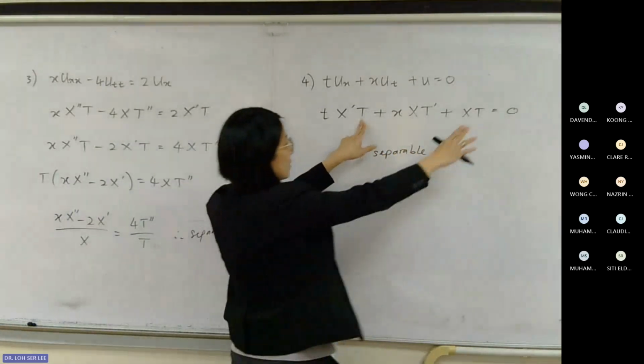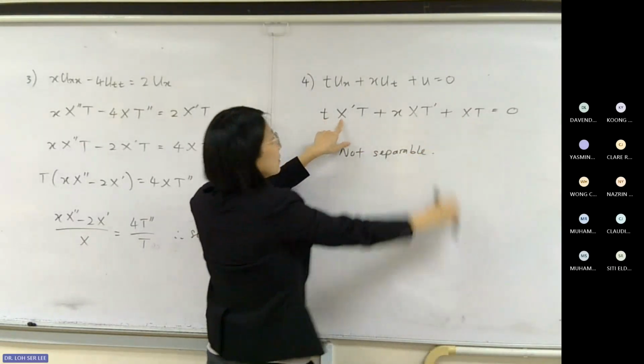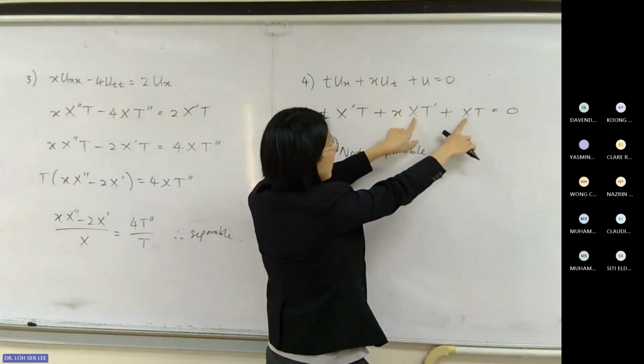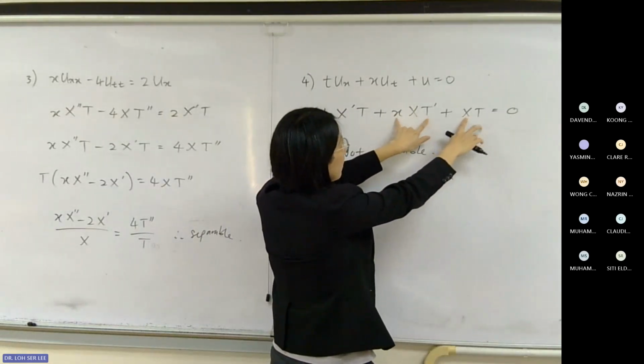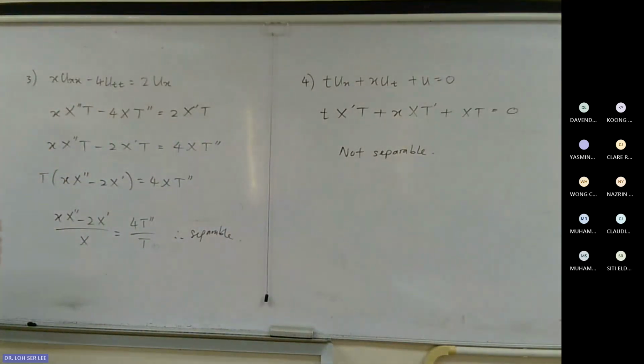You see after you factorize the t, here you have x, here you have t x prime. This one and this one, if you factorize x, here you still have x t prime and t. So not separable.